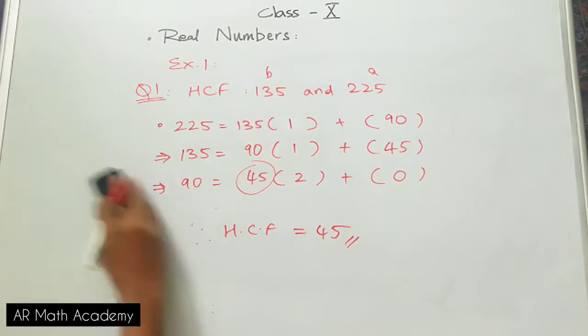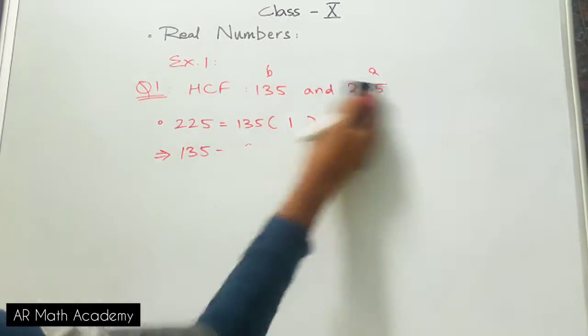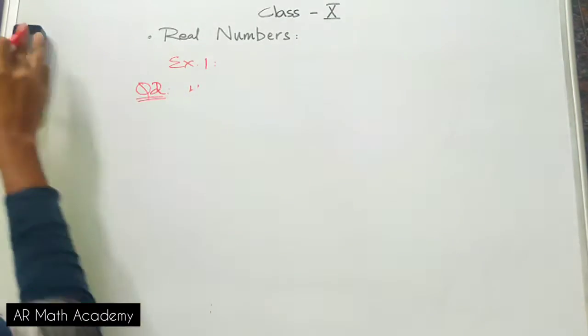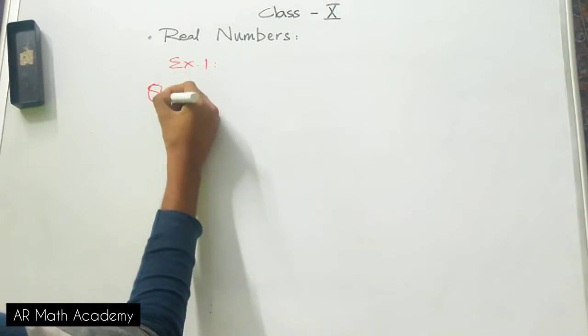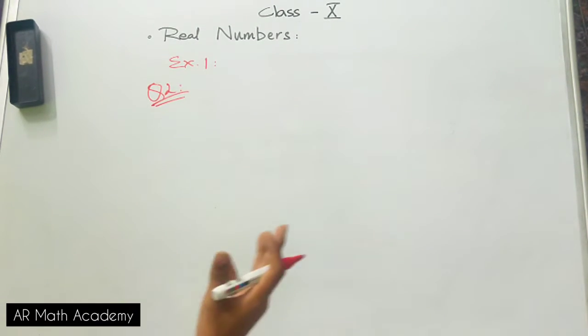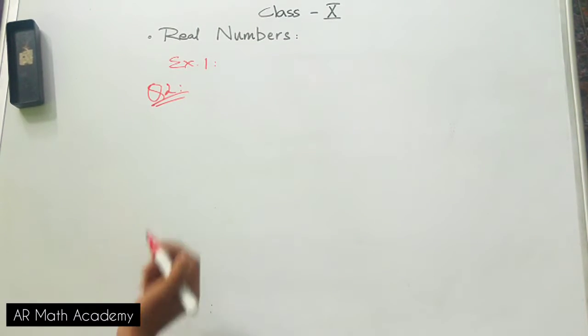So that was our first problem from exercise 1. Let us move on with the second question, question number 2 of exercise 1. As you know the common steps of Euclid's division lemma and how to solve it, you can follow along with this question, from this question onwards.